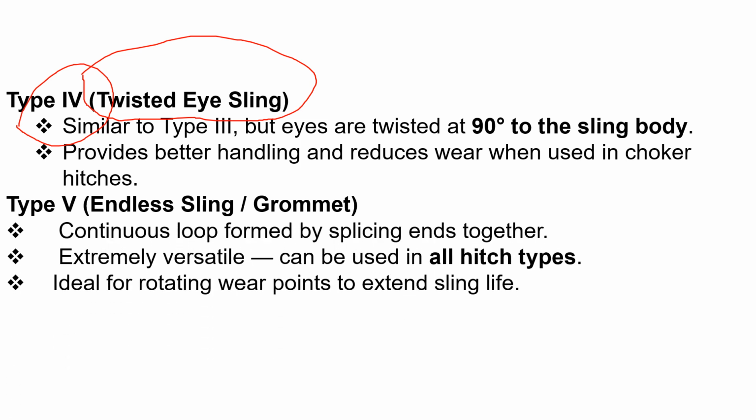The fifth type: endless sling and grommet. It means a continuous loop formed by splicing the ends together. Extremely versatile, it can be used in all hitch types, ideal for rotating wear points to extend sling life. This type we also use when handling heavy loads. At that time we can use the endless sling. When I slide the image, you can see it.